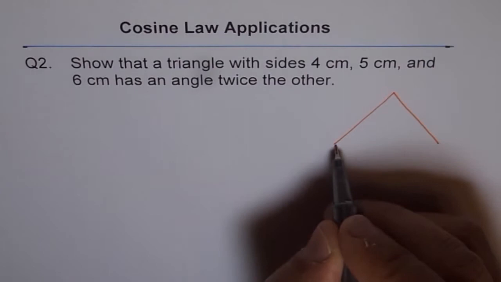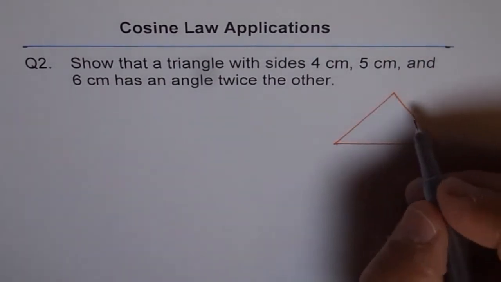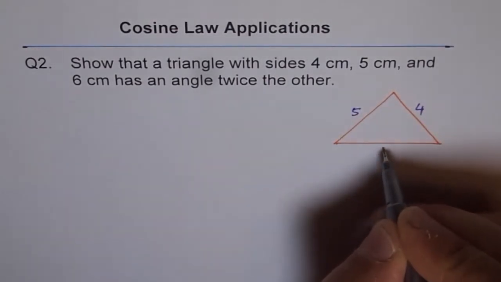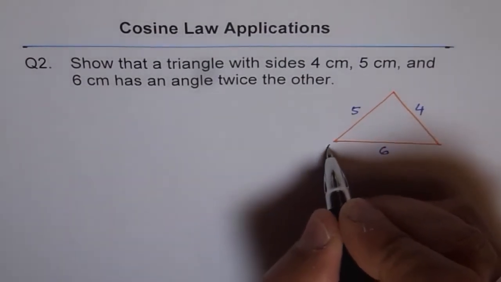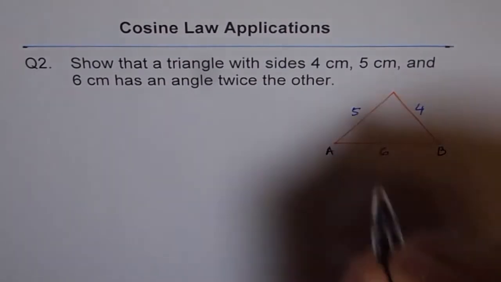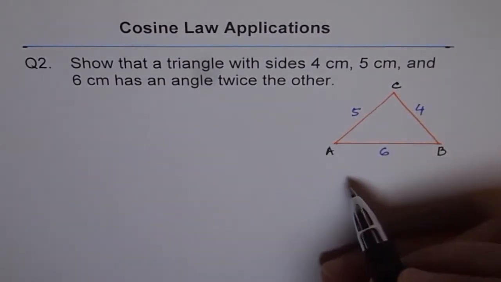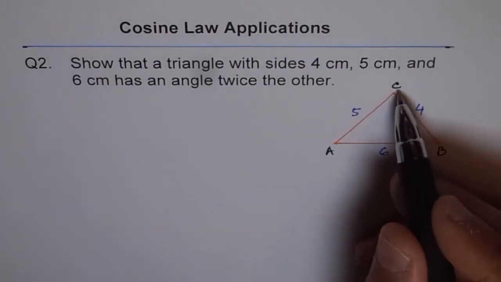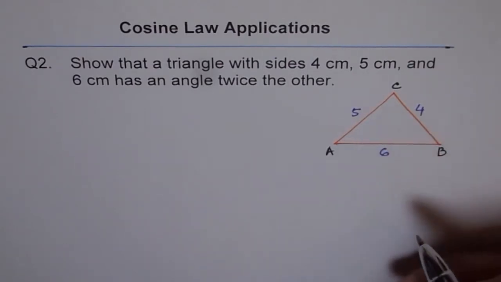Let's say that is our triangle. Let's just write down the sides as 4 cm, 5 cm, 6 cm. Let's label it. Let's say this is A, this is B, and this is C. Side A we are saying is 4, side B is 5, and side C, that means opposite to C, is 6. Now we need to find all these angles.